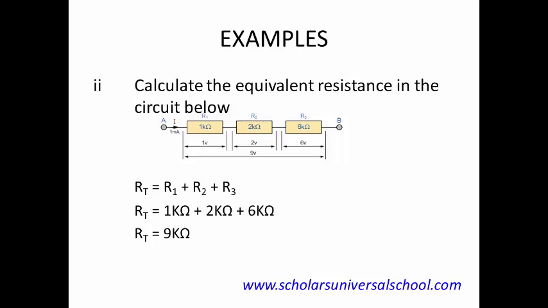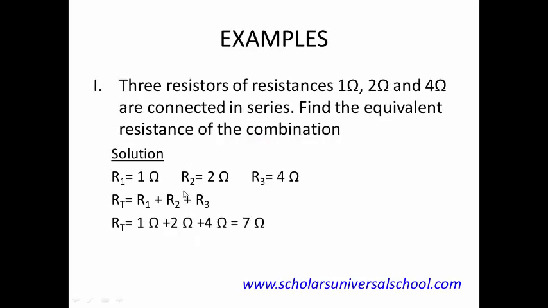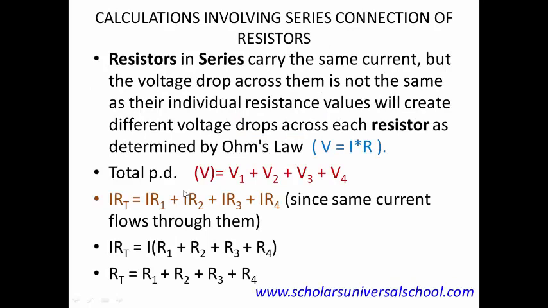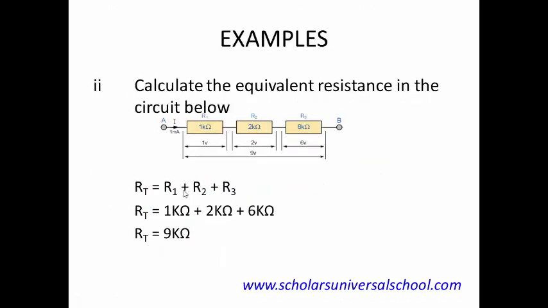Now, we'll just go by the idea that we have gotten from addition of resistors in series. So we just add up individual resistances. We have 1 kilo ohm plus 2 kilo ohms plus 6 kilo ohms, giving us the total resistance offered, the total opposition offered to the flow of current in this circuit, to be 9 kilo ohms.